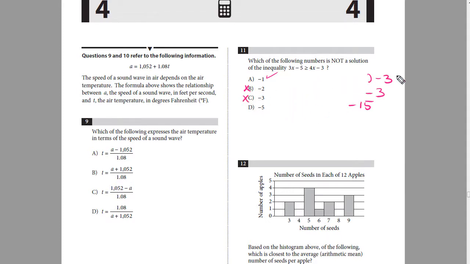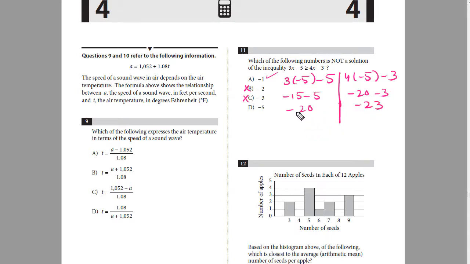Now I'll check for negative 5. 3 times negative 5, negative 5, and 4 times negative 5, negative 3. So 3 times negative 5 is negative 15, negative 5, so negative 20, and on the right side that would be negative 20, negative 3, so that will become negative 23. So negative 20 is greater than negative 23, so this is also satisfying the inequality, so this will not be our correct option. So option A is the correct one, because negative 1 cannot be the solution for this inequality.